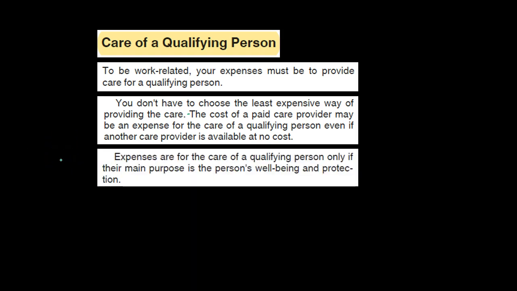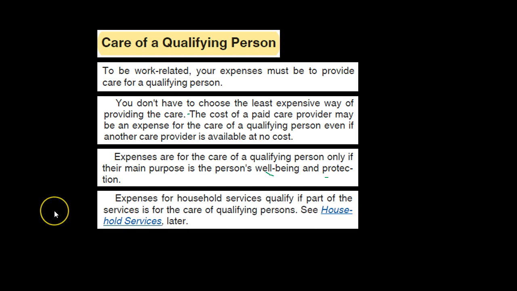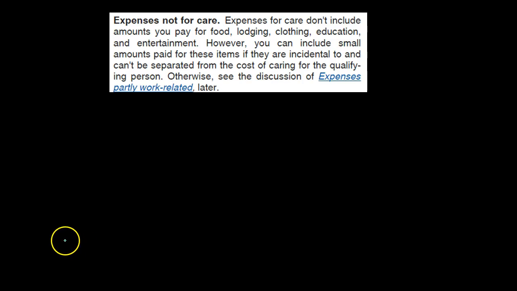Back to the text. Expenses are for the care of a qualifying person only if their main purpose is the person's well-being and protection. So it's got to be for the well-being and protection of the person. Expenses for household services qualify if part of the service is for the care of qualifying persons. So we have the issue of the household services. What kind of duties are the household service? And if part of the household service is that care component, what we're concentrating on here, then it may qualify. For more information, see household services. We'll talk about that more in depth later.